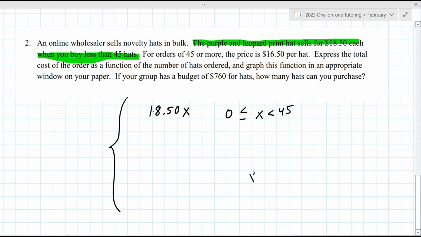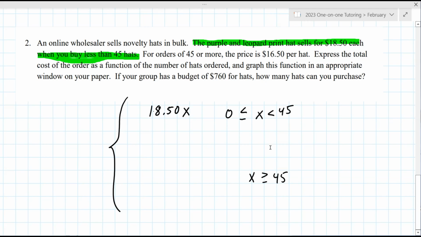It has a second piece for when X is greater than or equal to 45. There's no upper bound on that because I suppose you could order as many hats as you really wanted, as many hats as resources are physically available. But it's just like the last one. You have to figure out, well, what happens at the end point? What happens when you buy 45 hats? Because that next one you should get the discount on.